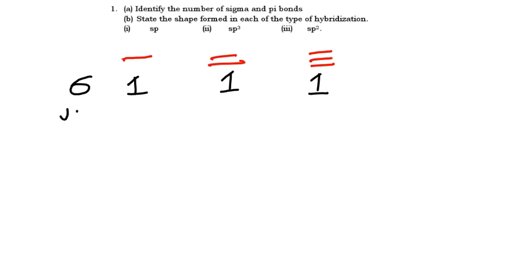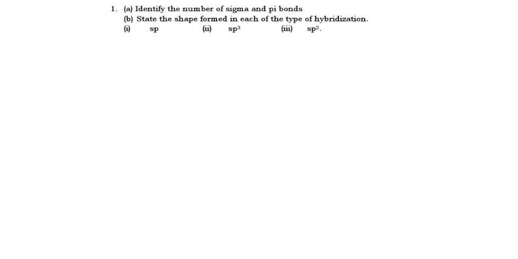Now for the pi bond, in a single bond there's no pi bond. In the double bond, the other one is a pi bond, and in the triple bond, the other two are pi bonds, and the first one is a sigma bond. So I would assume that's what the question was asking for. There's always just one sigma bond in any type of bond. There's no pi bond in a single bond, one in a double bond, and two in a triple bond.